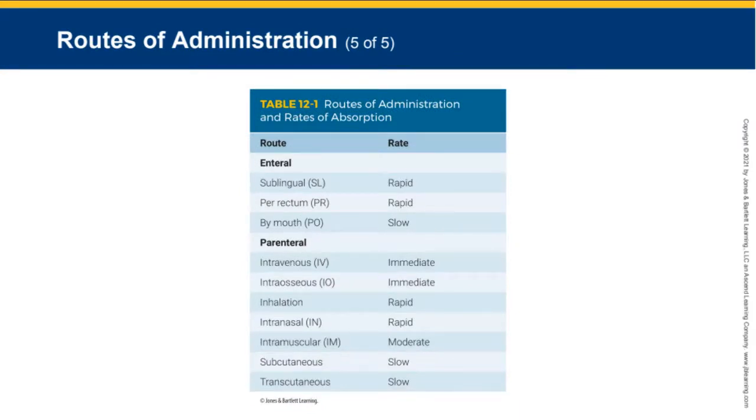And this is just a table showing you the routes of administration and the rates of absorption. If we see the intravenous and intraosseous route, almost immediate rates of absorption, followed by your sublingual and per rectum route, which are rapid. The slowest routes would be your subcutaneous, transcutaneous, and by mouth routes.